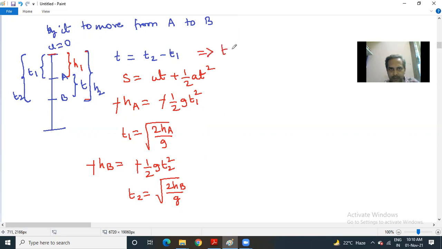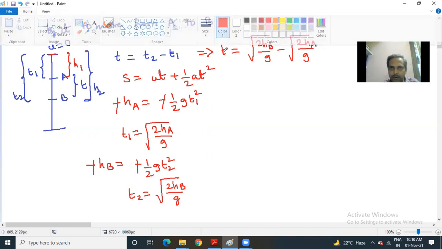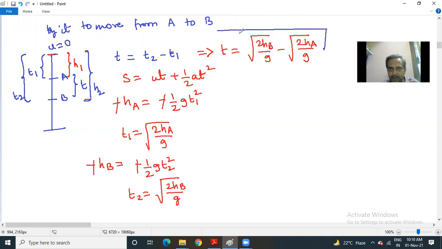Now you substitute here. So t is equal to t2 minus t1. For t2, you will have to write under root 2hB by g, and for t1, you have to write under root 2hA by g. So this is the time interval in which your body crosses A and B.